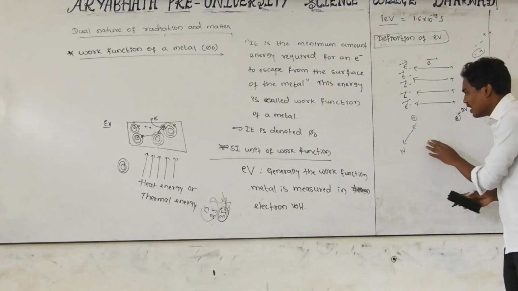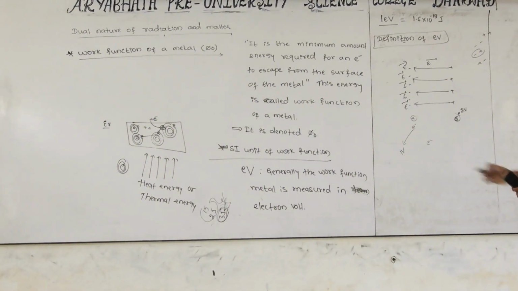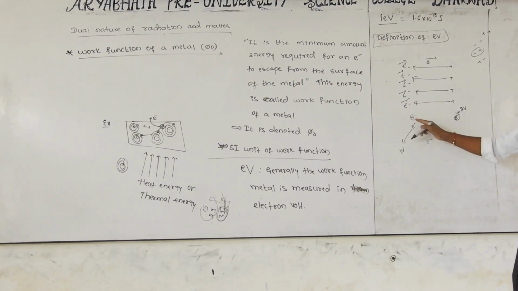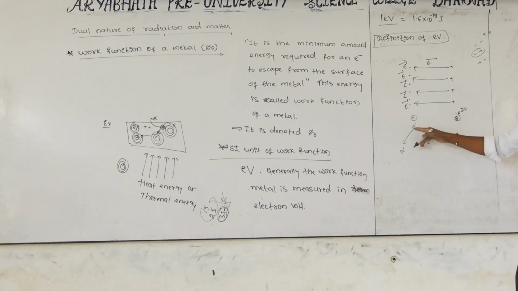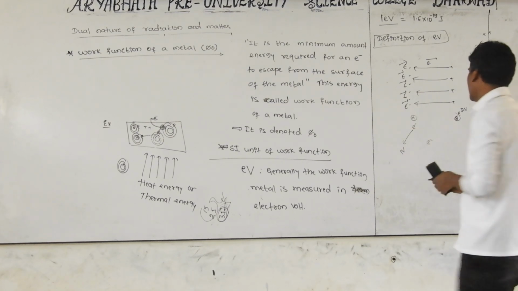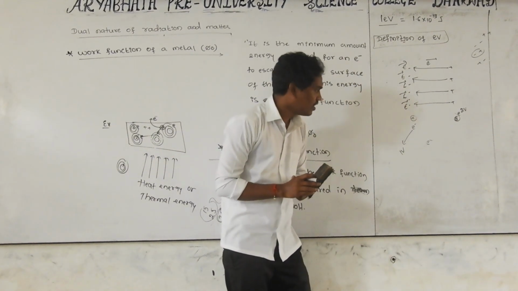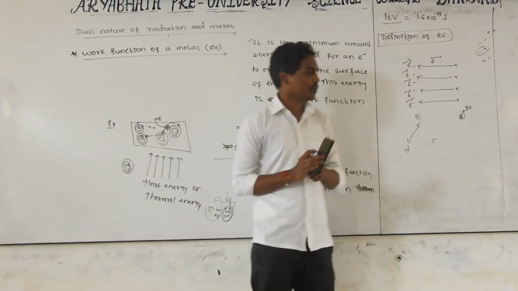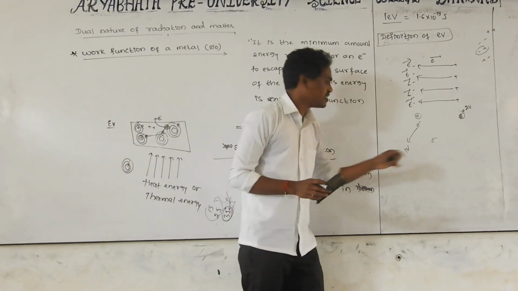The potential at the A point is equal to 1 volt. Just imagine this to understand what we mean by 1 electron volt. Just imagine 2 points. This is A point, this is B point. At the A point, the potential is equal to 1 volt, and at the B point, the potential is equal to 2 volt. What is the potential difference between A and B? The potential difference between A and B is 2 minus 1, equal to what?